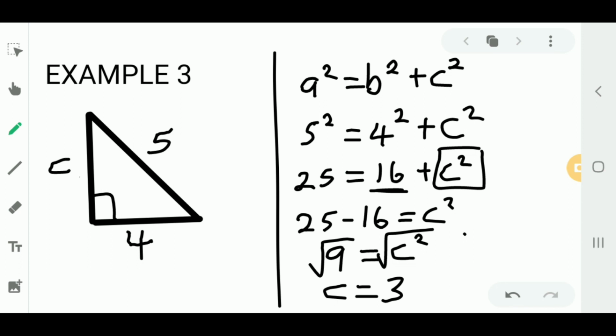So that's basically all there is to Pythagoras' theorem. You just have to know how to manipulate the formula. So if you don't know how to transpose this in order to make A the subject, B the subject, or C the subject, you can see my transposing video that I'll be posting in the link.